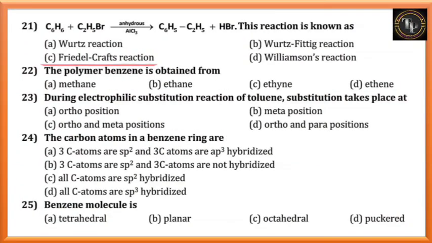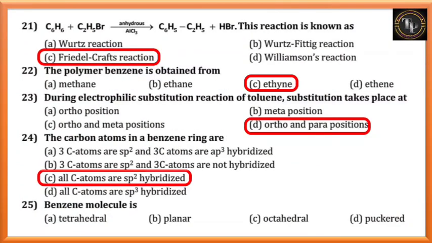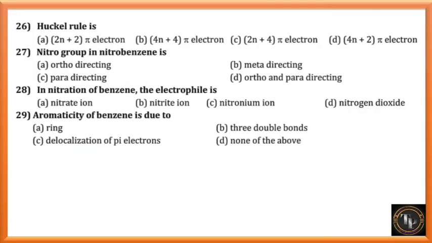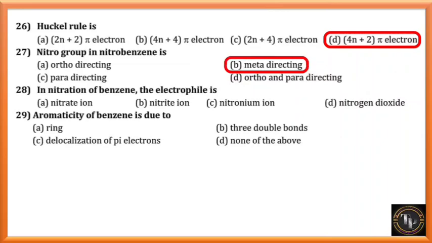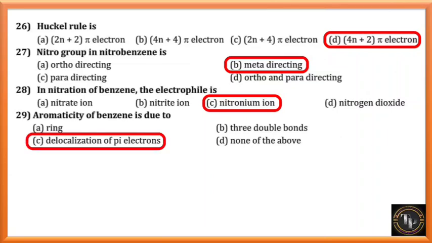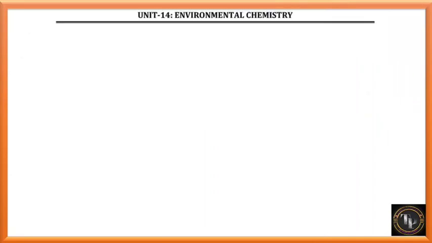These are the answers, guys. Huckel rule is 4n plus 2 pi electrons. The nitro group in nitrobenzene is meta-directing. In the nitration of benzene, the electrophile is the nitronium ion. Aromaticity of benzene is due to delocalization of electrons.